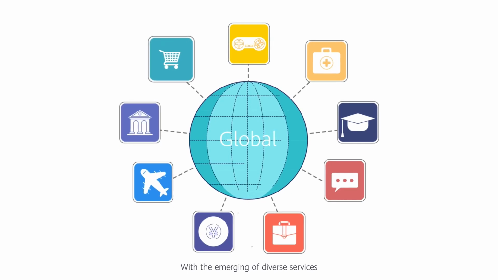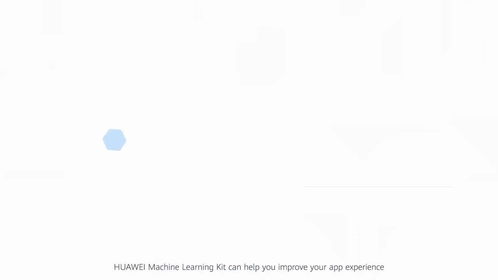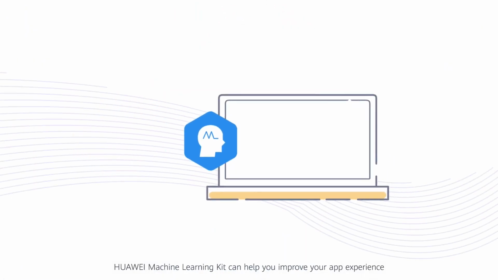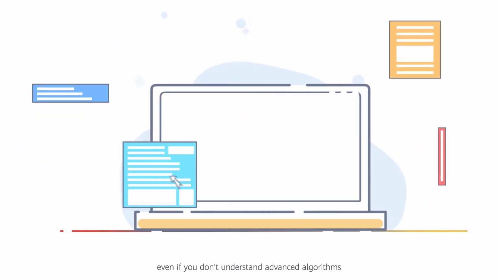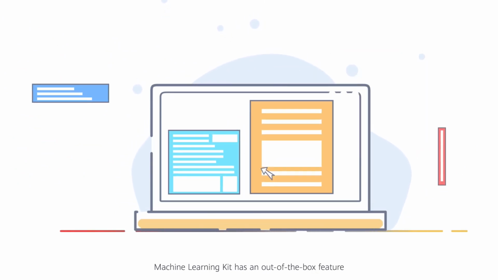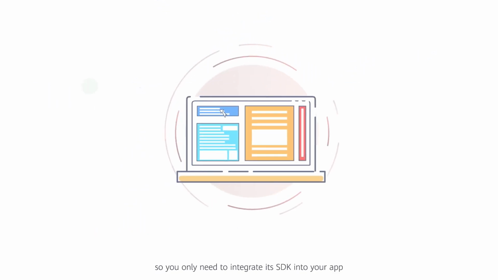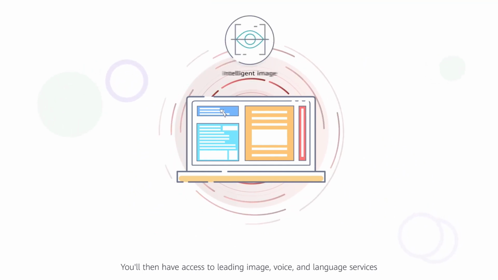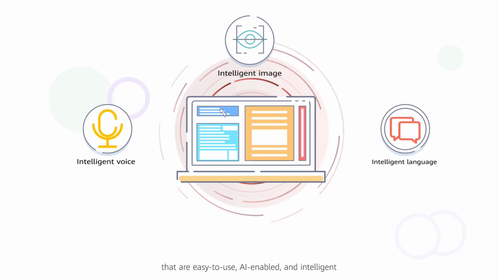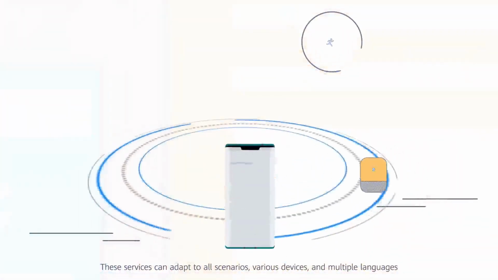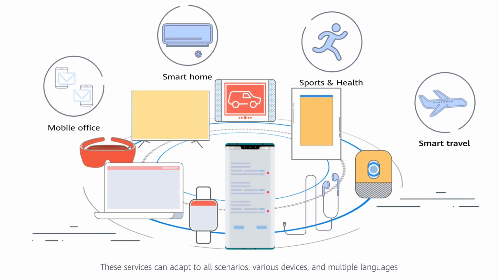With the emerging of diverse services, users are looking for more powerful functions. Huawei Machine Learning Kit can help you improve your app experience even if you don't understand advanced algorithms. Machine Learning Kit has an out-of-the-box feature, so you only need to integrate its SDK into your app. You'll then have access to leading image, voice, and language services that are easy to use, AI-enabled, and intelligent. These services can adapt to all scenarios, various devices, and multiple languages.